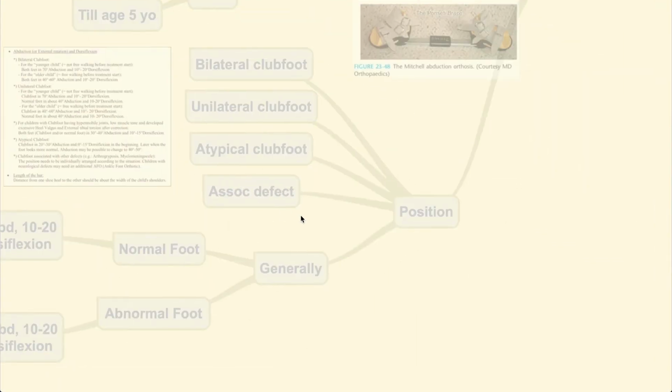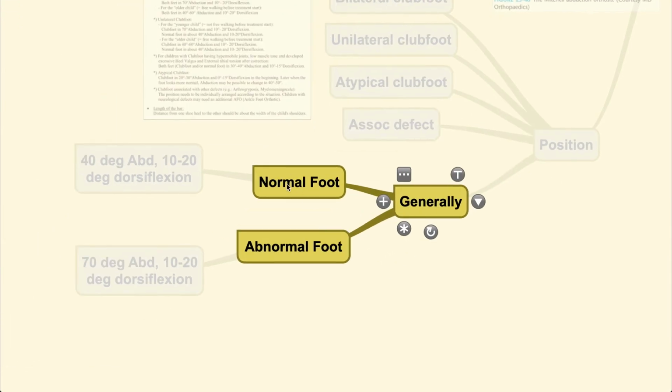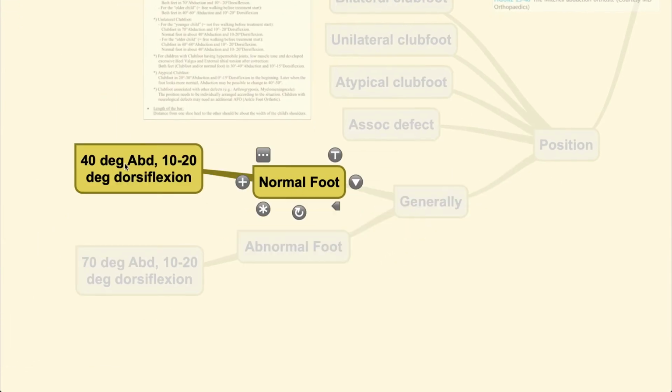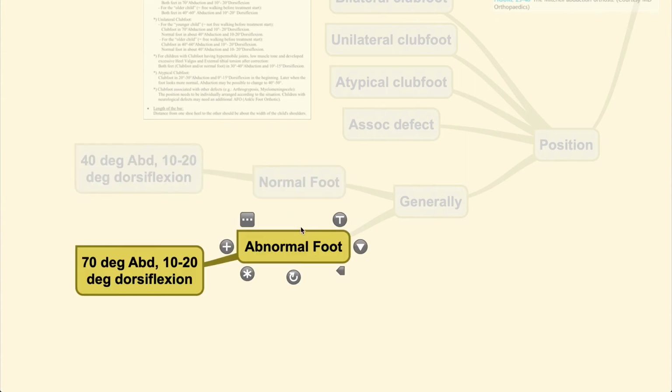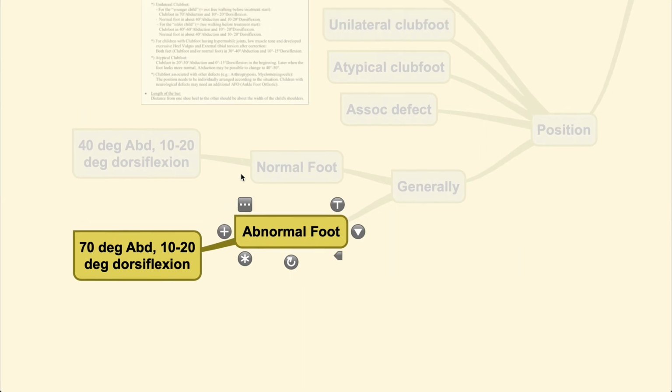Okay, next it would be the position. You need to know that there is a normal general position that is being used, which is 40 to 60 degree of abduction and 10 to 20 degree of dorsiflexion for the normal foot in cases with unilateral CTEV. But for the foot with CTEV that has been treated with the cast, you need to place it in a more abducted position, which is up to 70 degree of abduction and 10 to 20 degree of dorsiflexion.